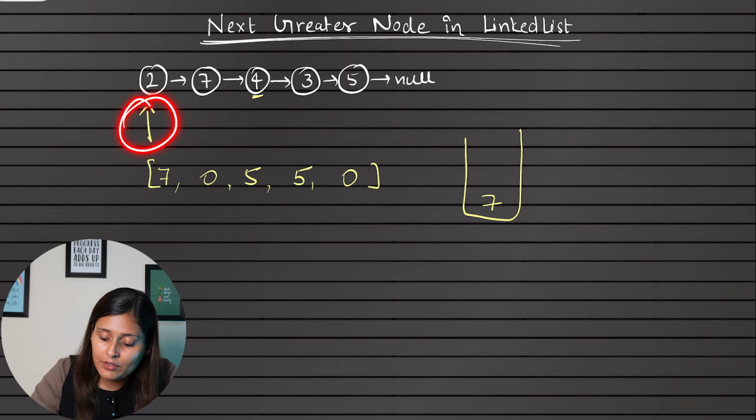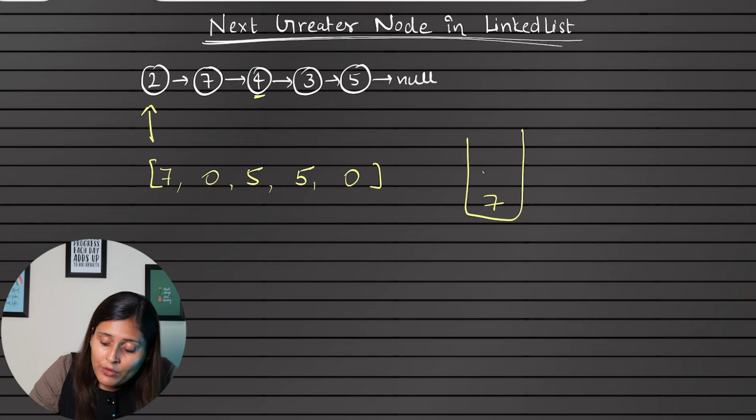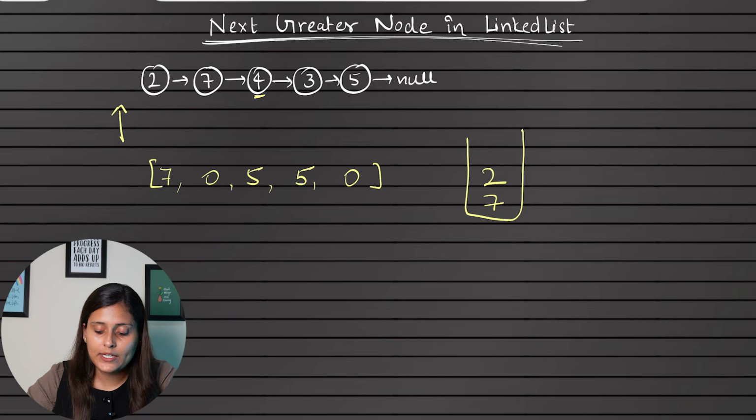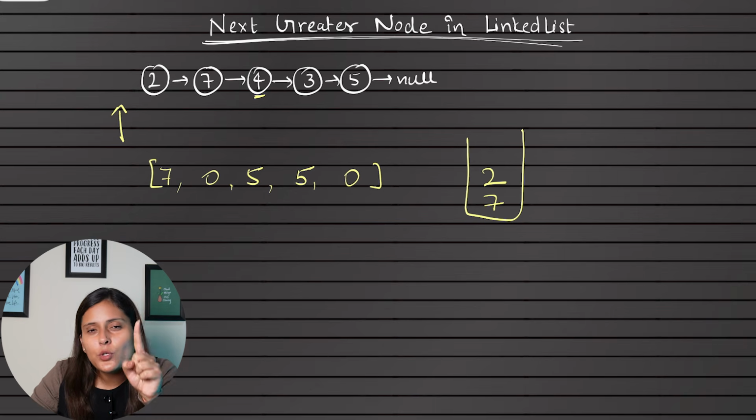We will insert this 2 here in the stack. Now we will insert this 2 in the stack, done, and now it's over, correct? So this is the answer we have to return. But did you see one thing here?